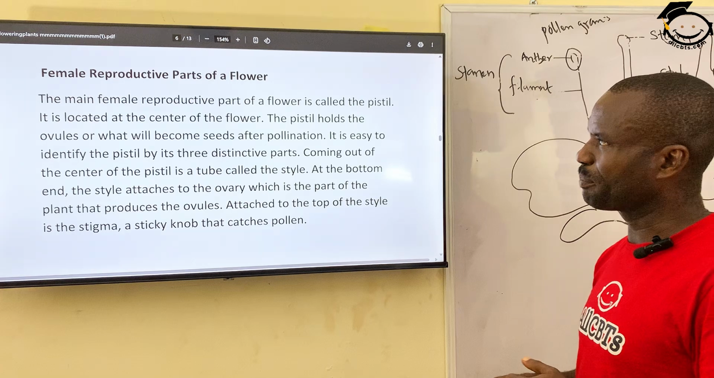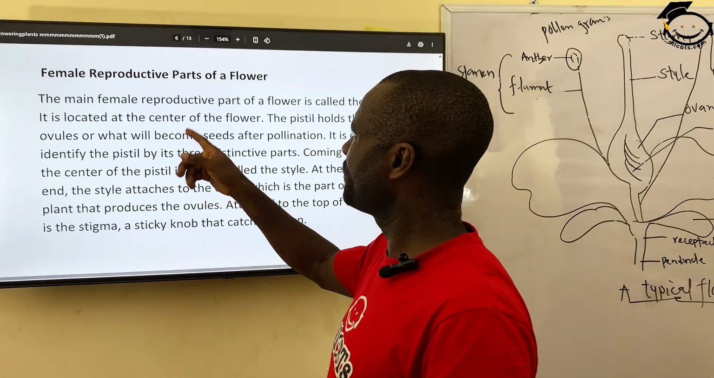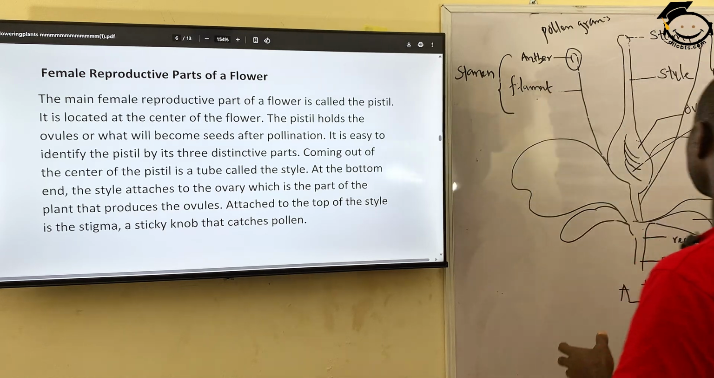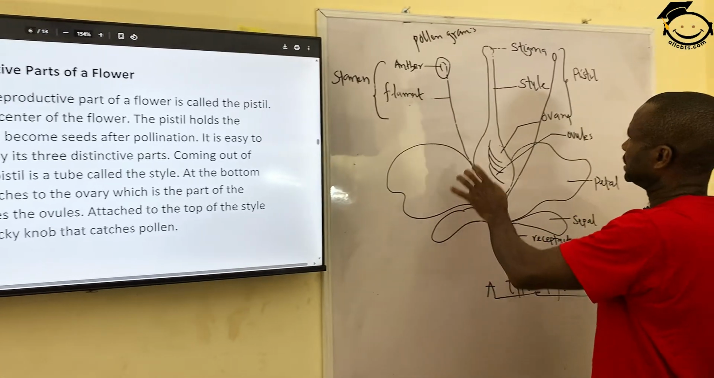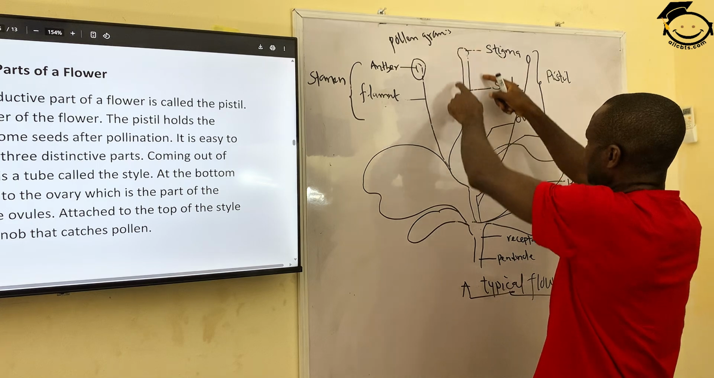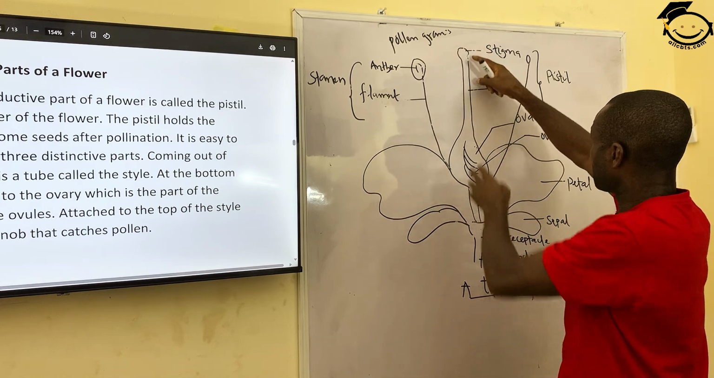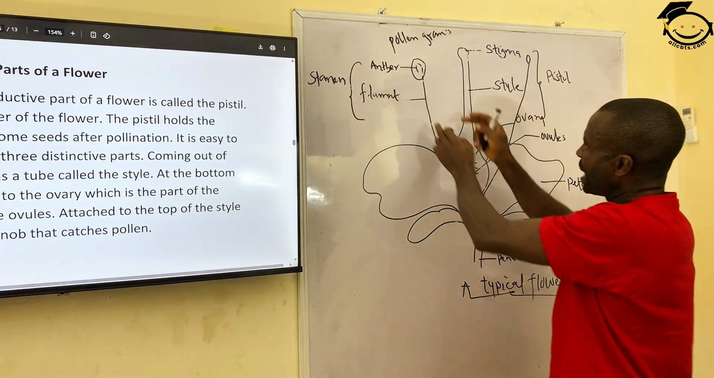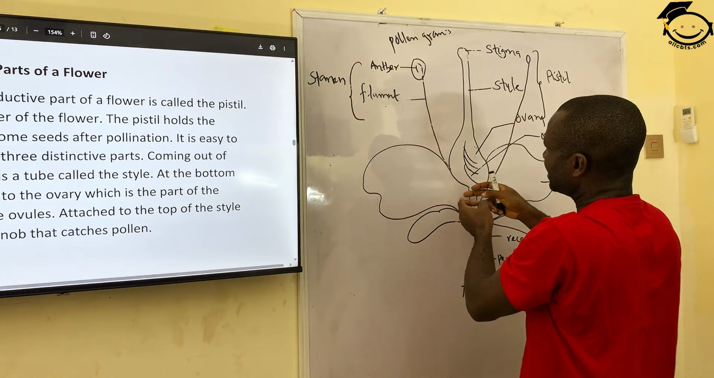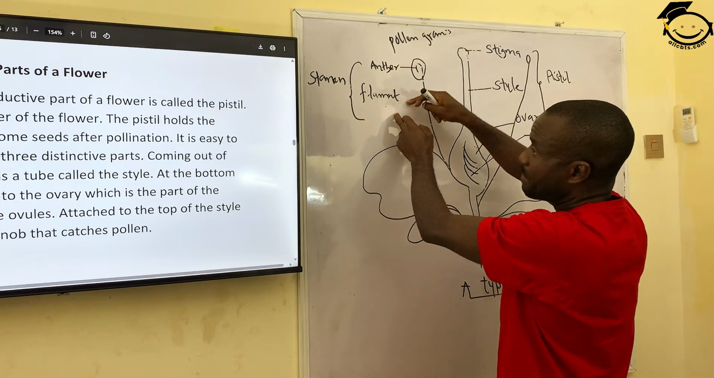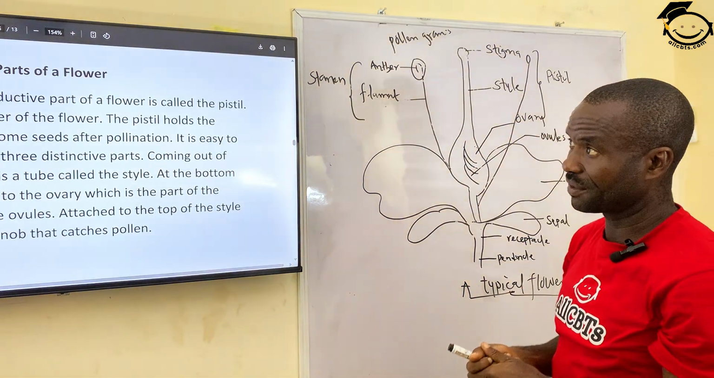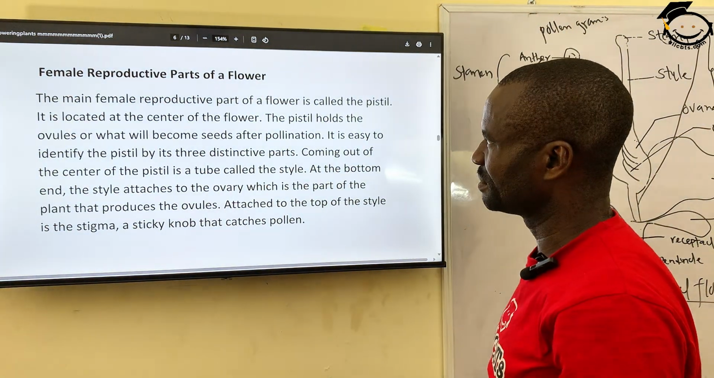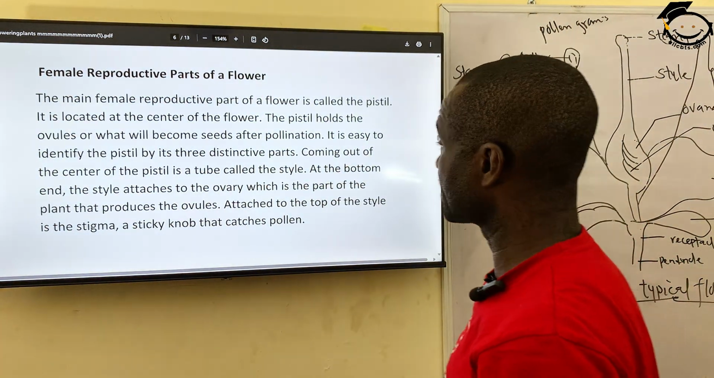The male and female parts of a flower. If you are talking about the flower, the structure here, which is the pistil, is the female reproductive part of the flower. While this structure here, which is the stamen, which consists of the anther and the filament, is the male reproductive part of the flower.